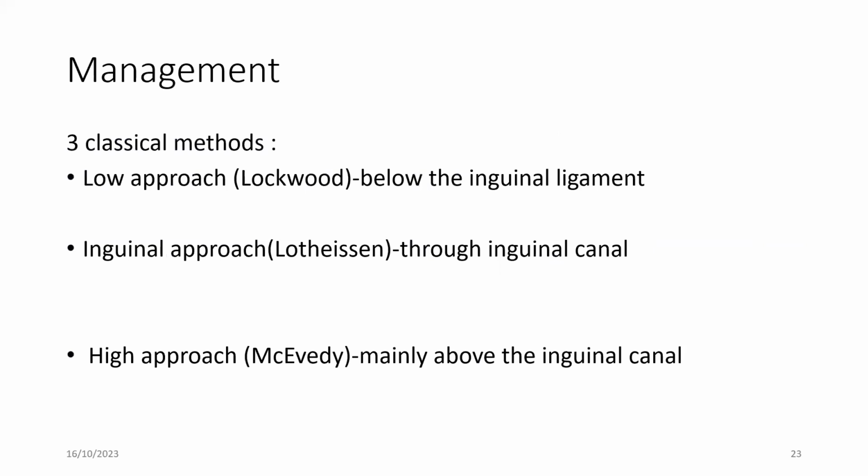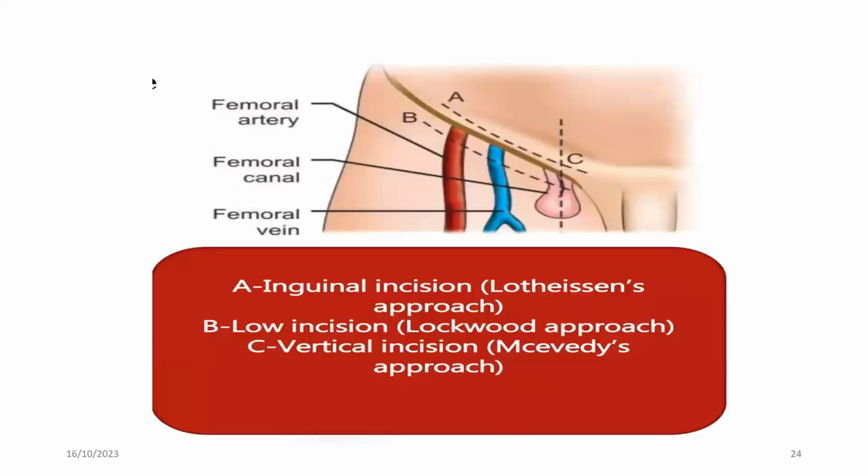So for the surgeries, there are three classical methods. The low approach, which is also known as the Lockwood approach, which is usually below the inguinal ligament. The inguinal approach, Lotheissen's approach, which is usually through the inguinal canal, and then the high approach, the McEvedy's approach, which is mainly above the inguinal canal. So this is a pictorial representation of the incisions for the different approaches.